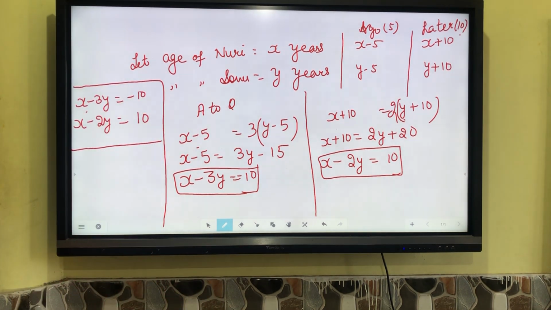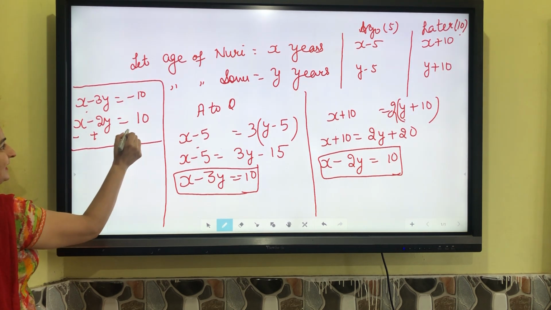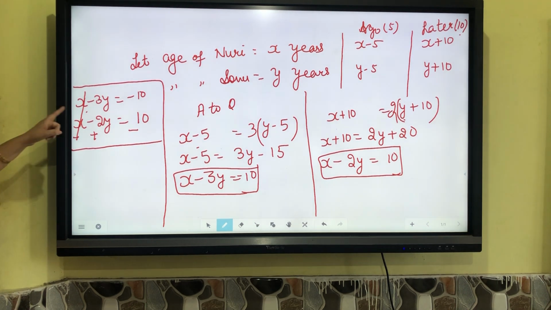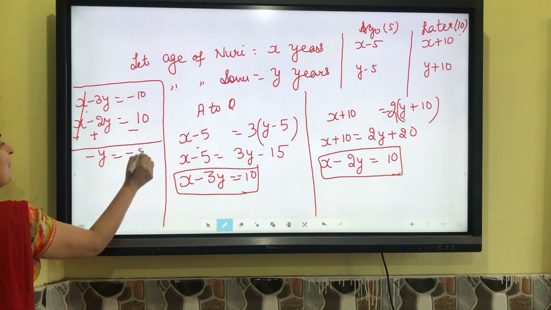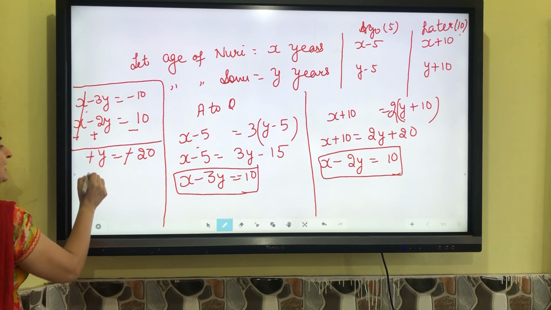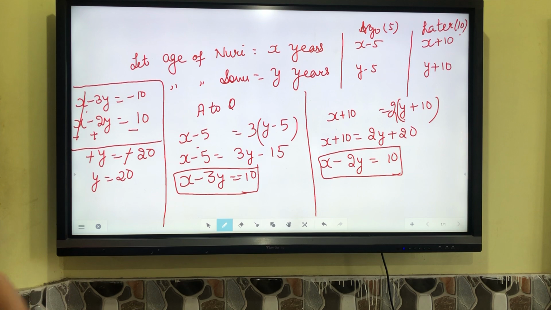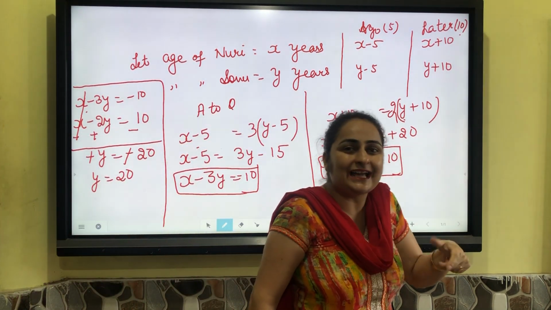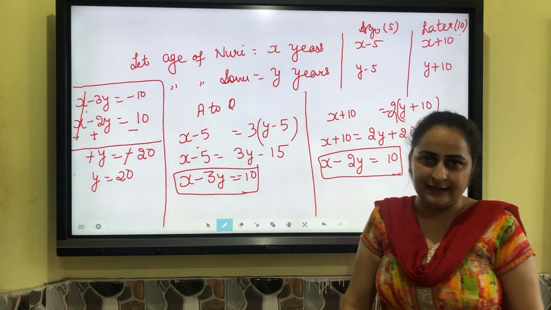Now I am changing here the sign. There is minus, there is plus, and there is again minus. This will cancel out. Now minus 3x plus 2y means minus y is equal to minus 20. This will cancel out and y is equal to 20. Who is y? That is Sonu. Then we know the age of the Sonu. What is the age of the Sonu here? That is the age of the Sonu is 20 years.